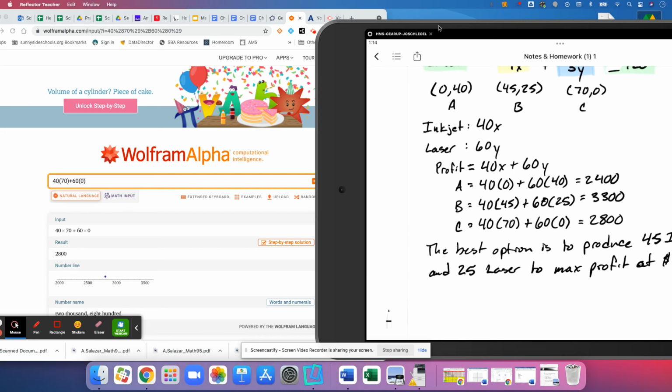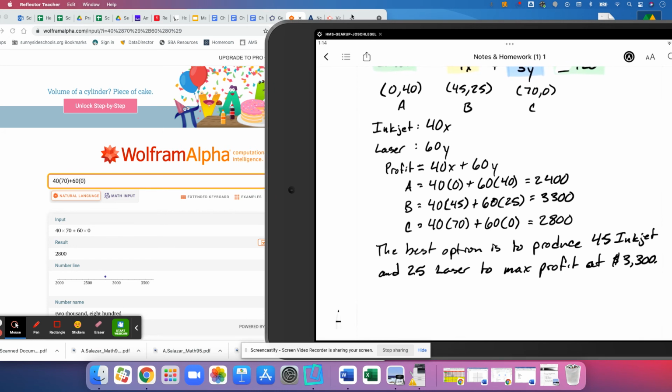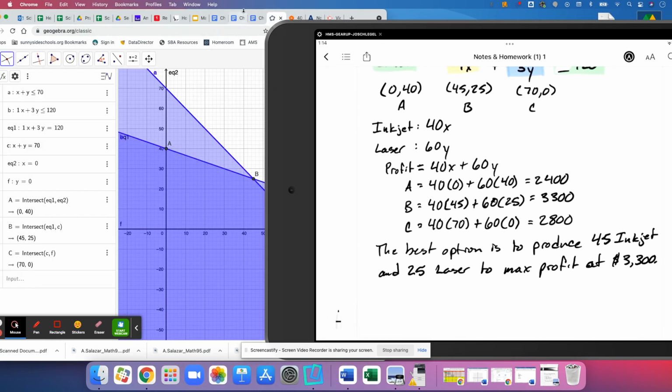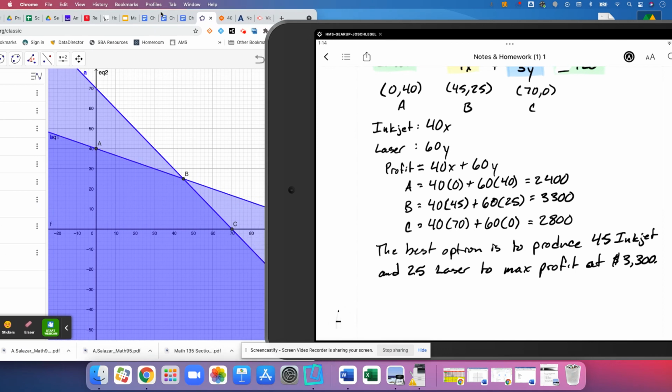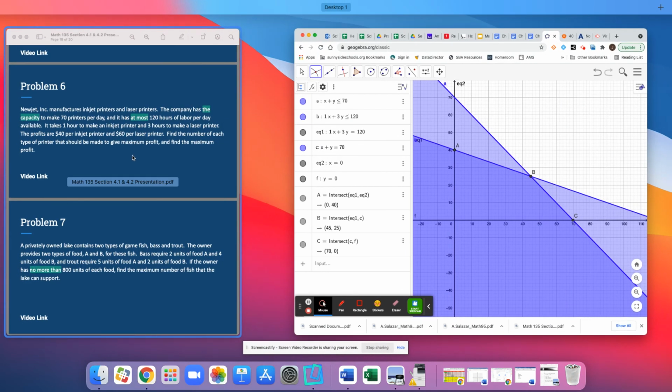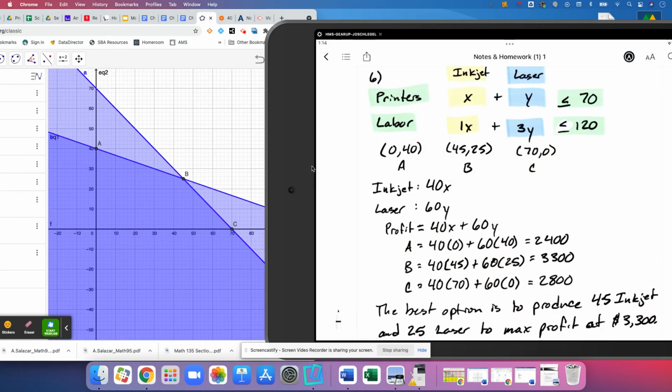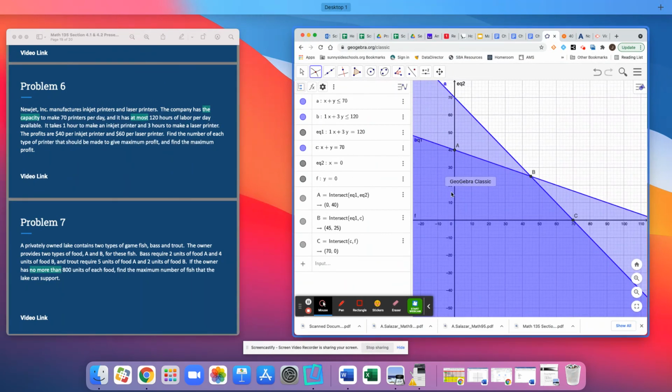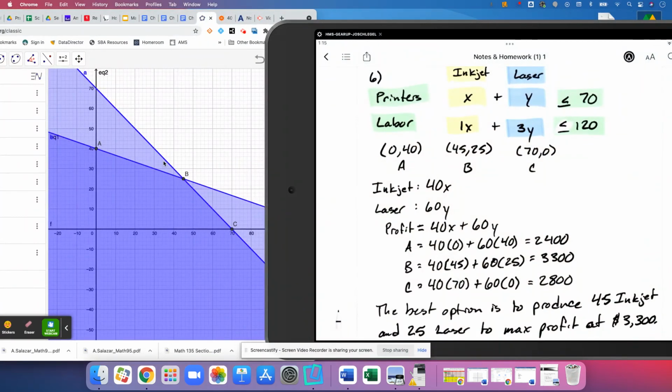Okay, I'll pull that over a bit so we can see that. And then again, I'll show an example here in GeoGebra of someone who might say, well, what if we did 35, 35? Well, let's come over to 35 and up 35. We see that is not part of the solution. So what would end up happening is you would not be able to make that many printers because you would run out of hours of labor to do so. So making 35 and 35 is not an option.